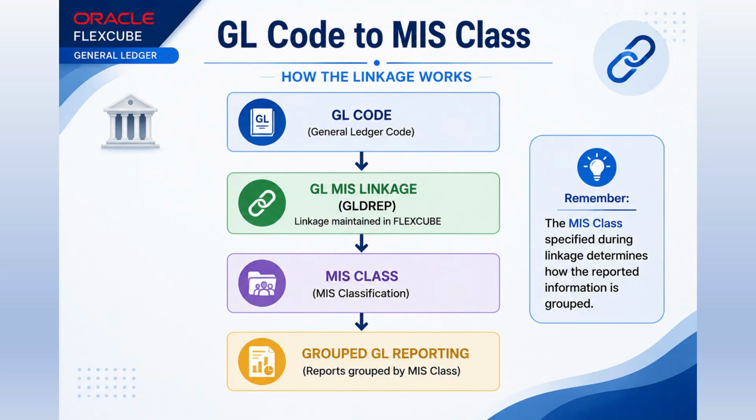GL code to MIS class. Let's look at the linkage concept visually. We start with a GL code. The GL code is connected through the GL MIS linkage, maintained using GLDREP. The linkage associates the GL with an MIS class. The resulting information can then be grouped for GL reporting. The important point is that the MIS class specified during the linkage determines how the reported information is grouped. So remember, GL code, GL MIS linkage, MIS class, group GL reporting.